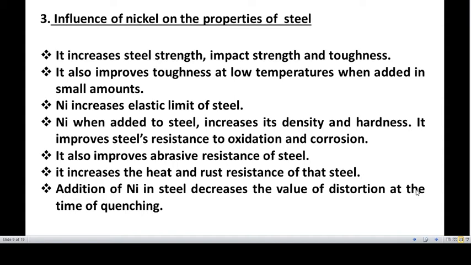It improves the resistance to oxidation and corrosion of steel. It also improves the abrasive resistance of steel. It increases the heat and rust resistance of the steel. And the addition of nickel in steel decreases the amount of distortion at the time of quenching.